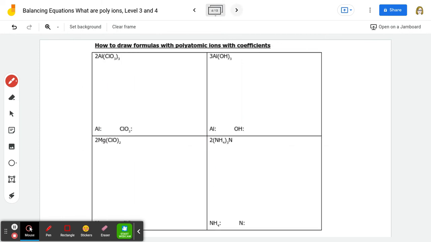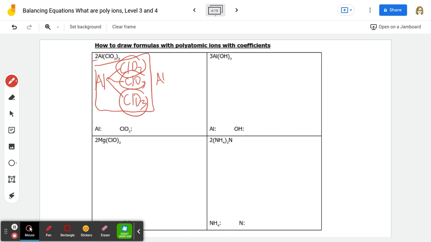On this last section, instead of just drawing one polyatomic ion, you're going to draw the number that it tells you to draw. So on this first one, that is an AlClO3 with 3 groups of ClO3, and then you're going to draw that twice.